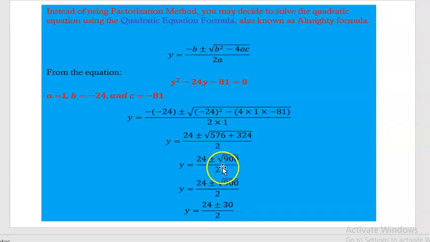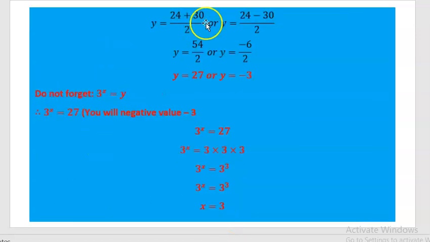So y equals 24 plus or minus root 900 over 2. Then you reduce it all along. The square root of 900 is 30. So y equals 24 plus or minus 30 over 2. Now you're having plus or minus, then you split it into 2. Either y equals 24 plus 30 over 2, or y equals 24 minus 30 over 2. So y equals 54 over 2, or y equals 24 minus 30 as minus 6 over 2.